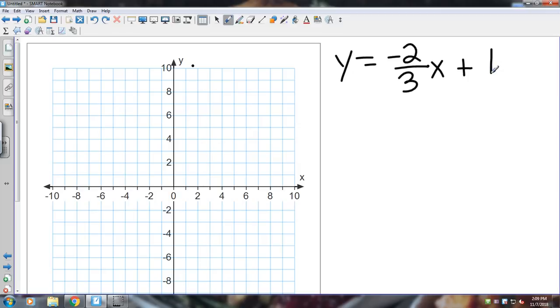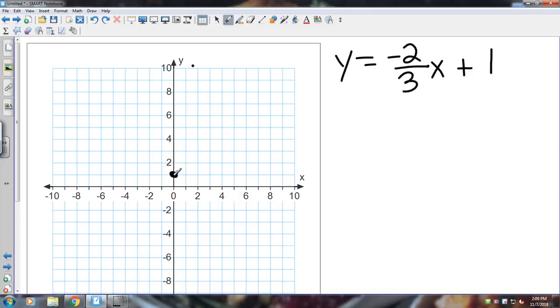So what form is that? Y equals mx plus b, which is what? What's it actually called? Slope-intercept form. So I have two values I get there. I can get the slope and I can get the y-intercept. Which one is the y-intercept? The 1. So I go up on the y-axis and I put a point.